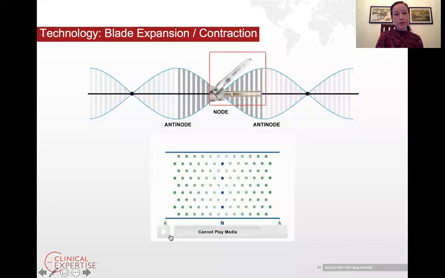This animation illustrates what happens within the titanium blade in an ultrasonic device.